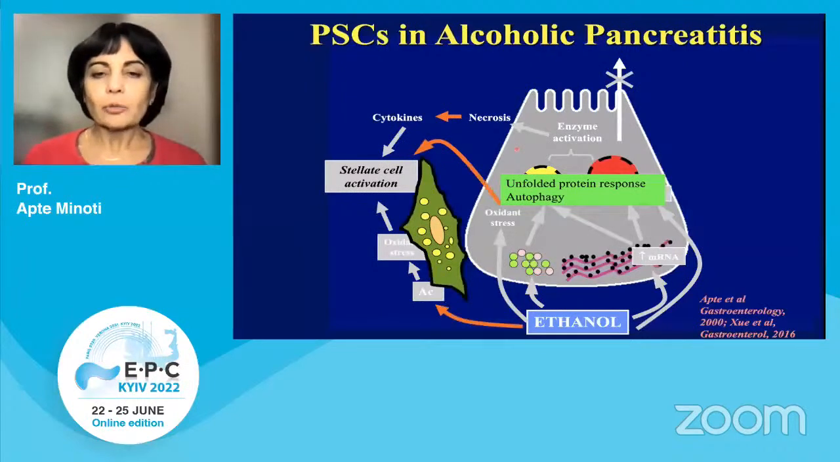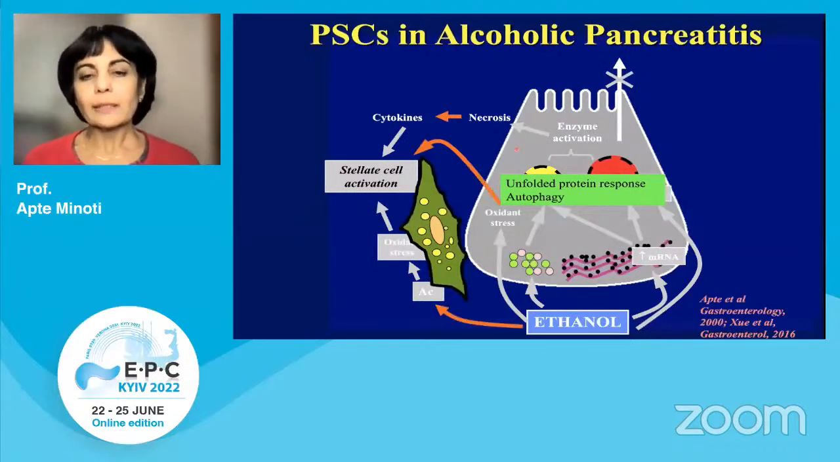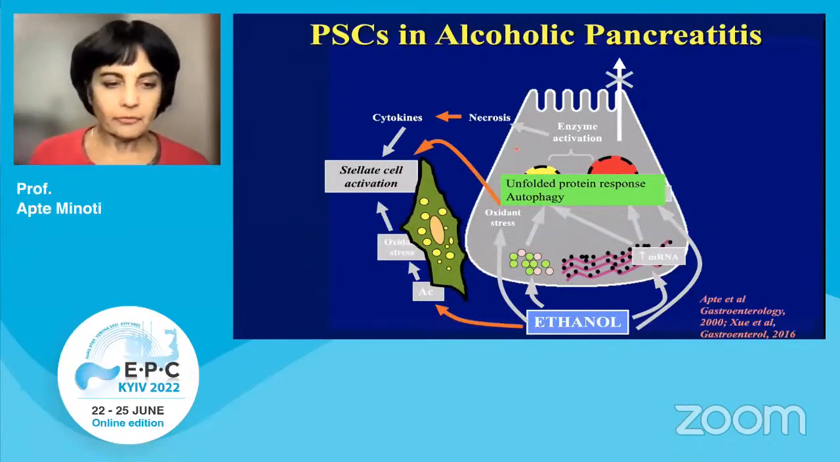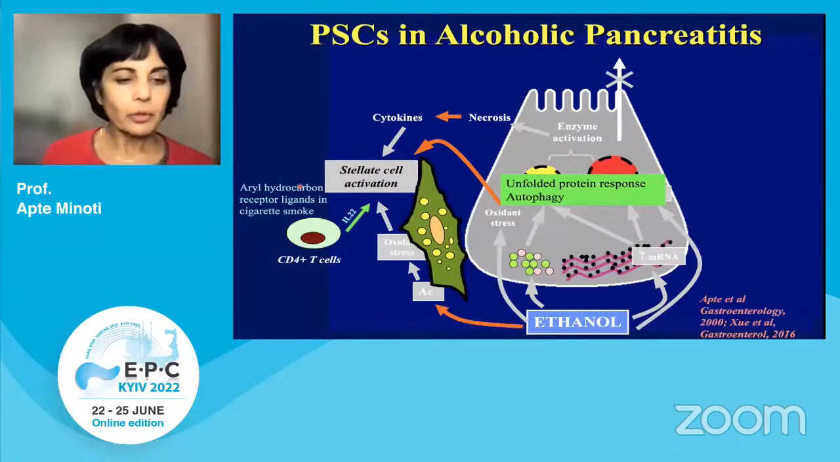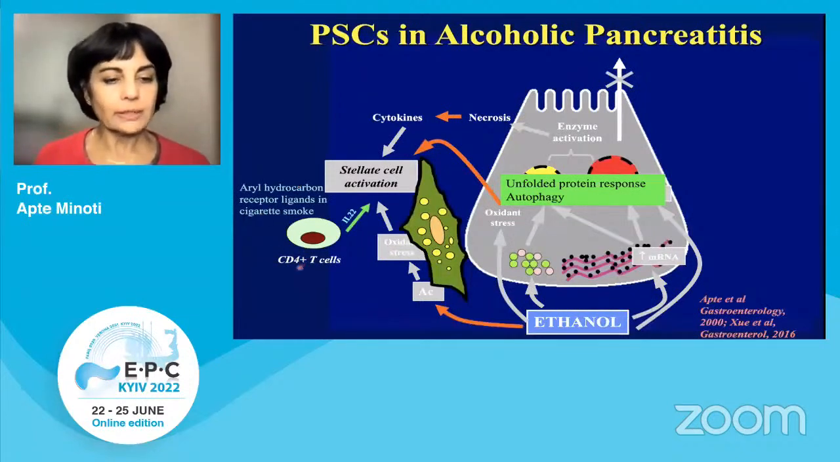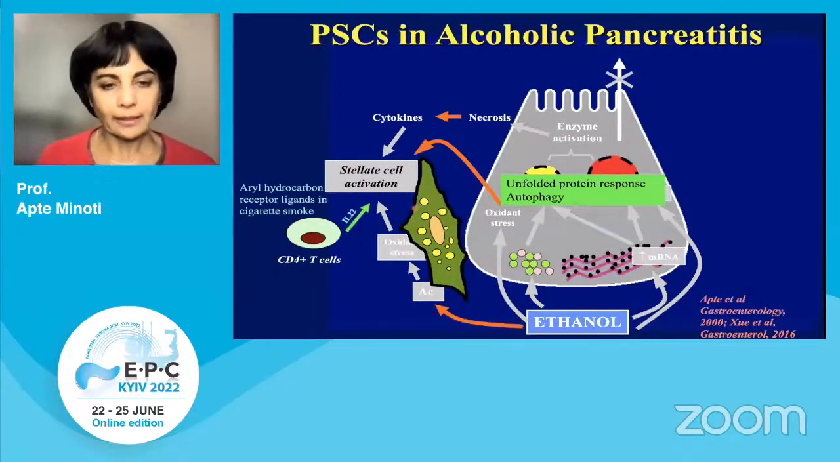Everyone knows that alcohol abuse is often associated with another lifestyle factor, that is smoking. And interest in the effects of smoking on stellate cells has also increased in recent years. We know that aryl hydrocarbon receptor ligands in cigarette smoke can activate leukocytes, including CD4 plus T cells, to secrete interleukin 22. And this is of interest because interleukin 22 can act on stellate cells via its receptor on stellate cells to cause stellate cell activation.